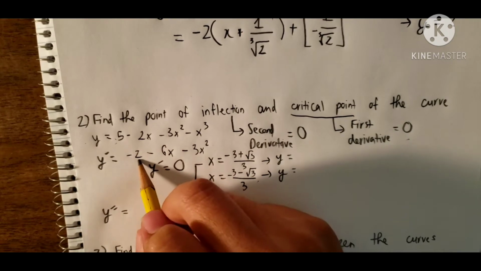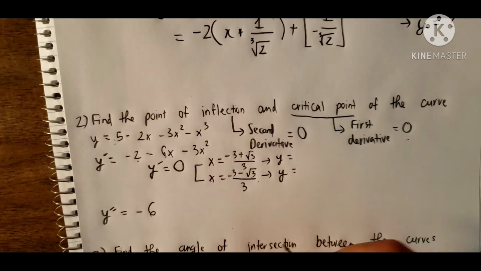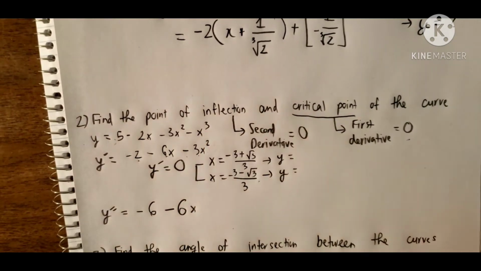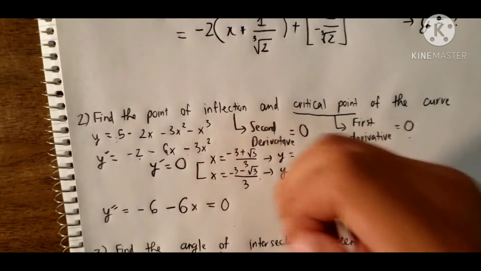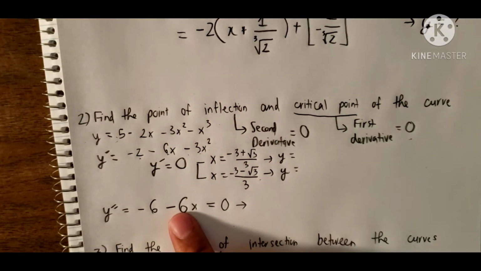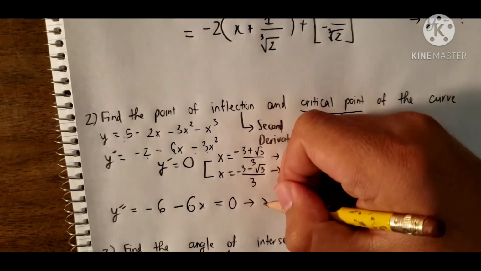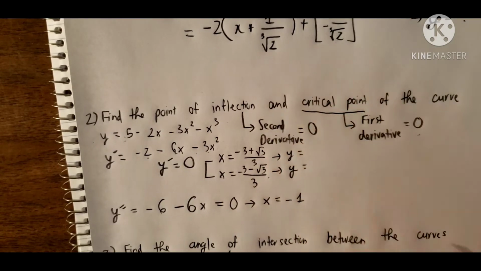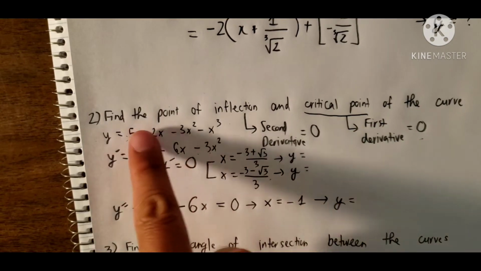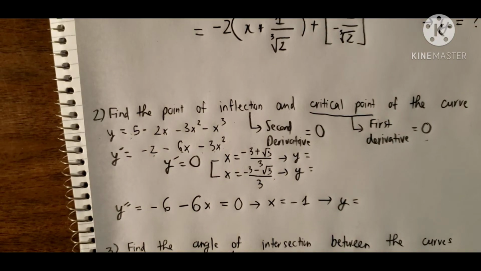So the derivative of minus 2 will become the 0. Minus 6x it will become the minus 6. Minus 3x power 2, and we have minus 6x in here. So we put it to the 0 because we want to find the inflection point. Minus 6x equal to 0. So we got x become the minus 1. So after we got x equal to minus 1, you put in this equation and you find the y. So that's the point we need. You can do by yourself.